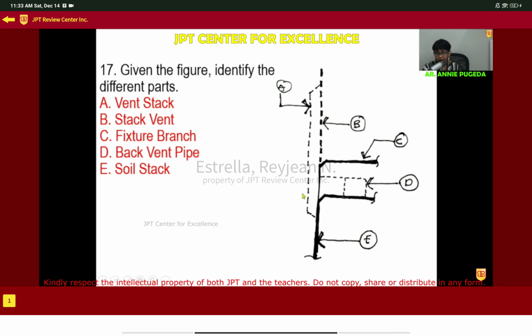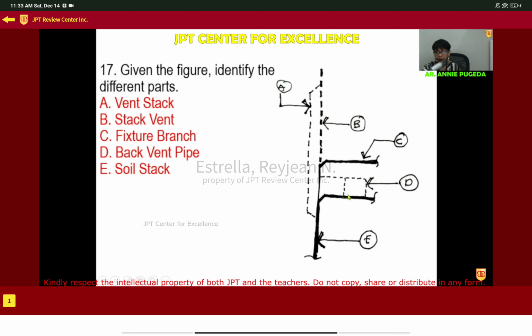This one only carries air, to eliminate back pressure and backflow, it is a dry vent known as vent stock. This one, you see, receives air and receives waste. It is known as stock vent, also known as soil vent. This one is horizontal. It receives waste from different fixtures. So it is a branch where waste comes from the fixtures, the fixture branch.